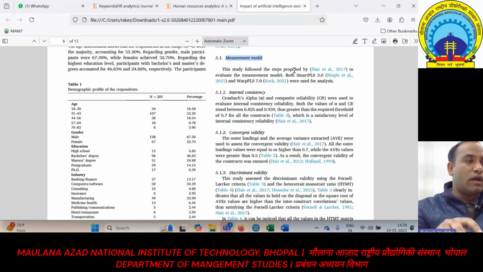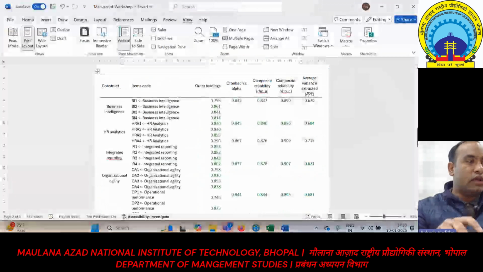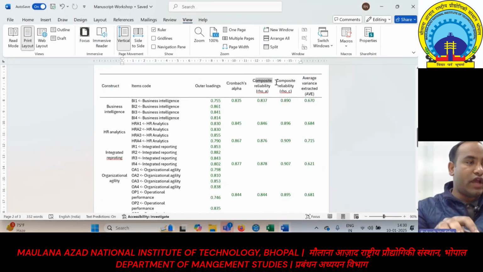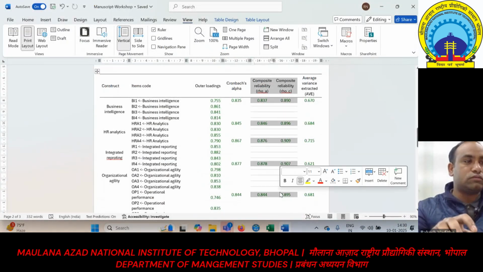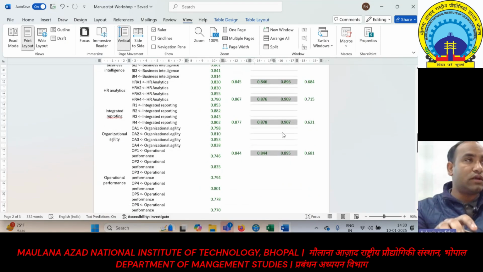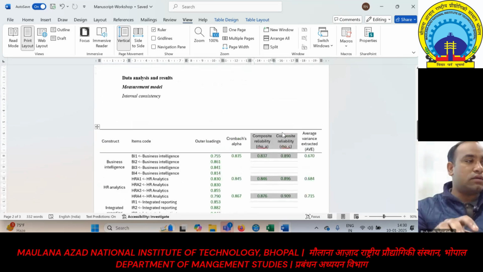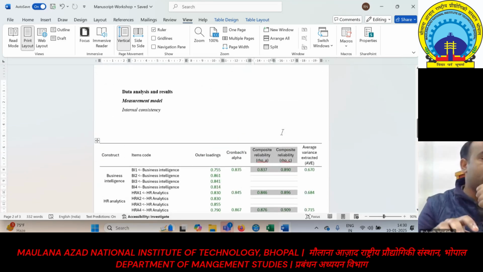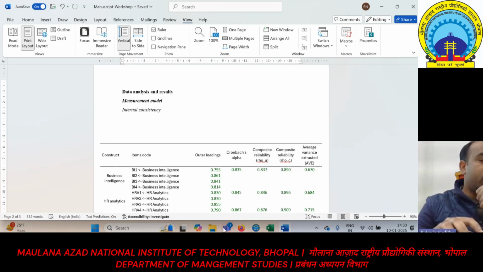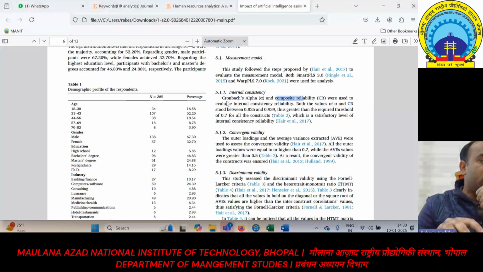Then next one, composite reliability also, the value should be greater than 0.7. Composite reliability we have to check these two. I think no value is below 0.7. Okay, from that manuscript we have to do paraphrasing of this one.